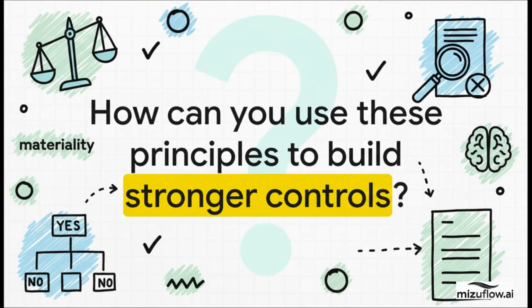So I'll leave you with a challenge. Now that you have this framework for correcting errors after the fact, how can you flip it around and use it proactively? How can you apply these same principles to build stronger, smarter financial controls in your own organization to maybe catch these things before they ever become a prior period problem?